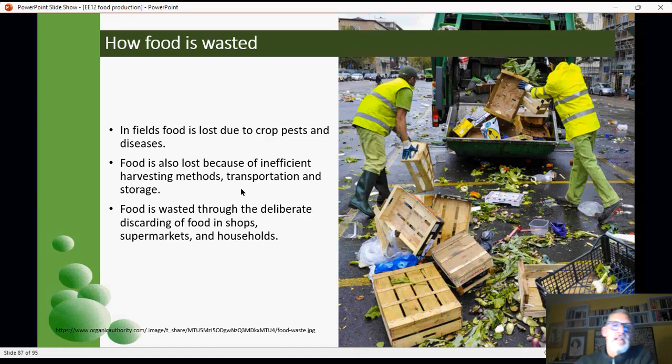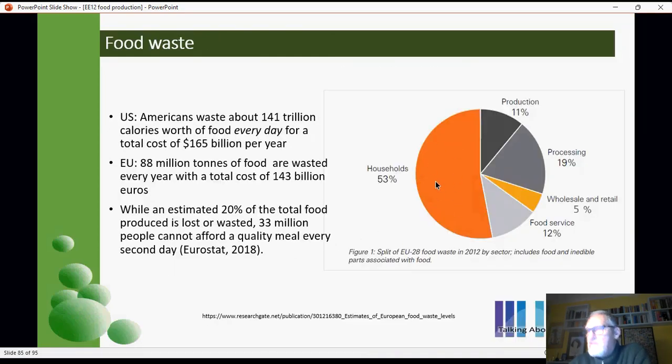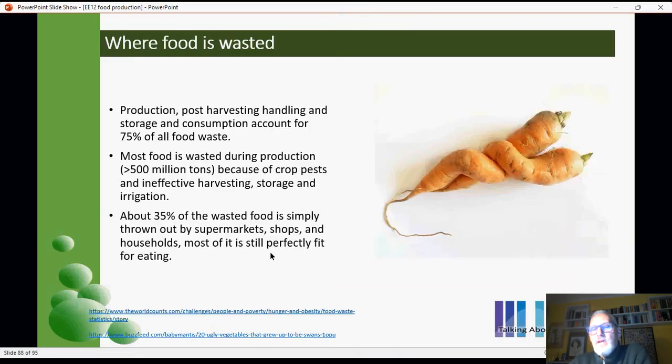Okay, how is it wasted? Well, in the fields, a lot of stuff is wasted because of crop pests, diseases, inefficient transport, inefficient methods of harvesting, deliberate throwing away. Okay, so it's quite clear that you can do quite a lot here, as the graph here shows. Half of it is in households. But where is the food wasted? It's the production, the post-harvesting handling, and the storage and consumption, which are accounting for 75% of all food waste.